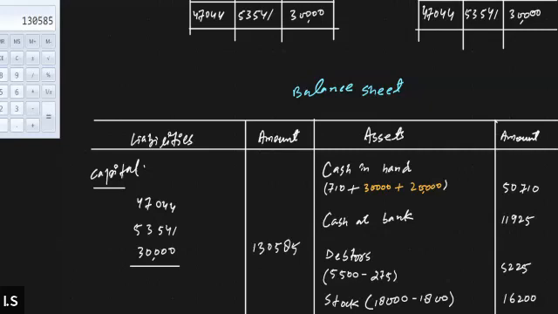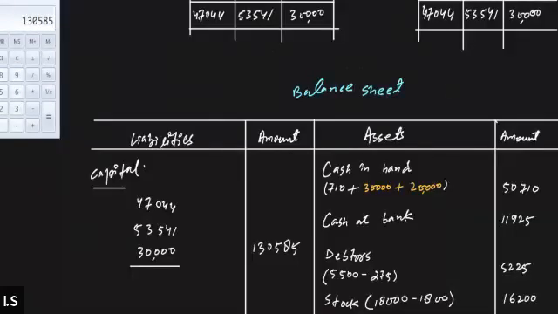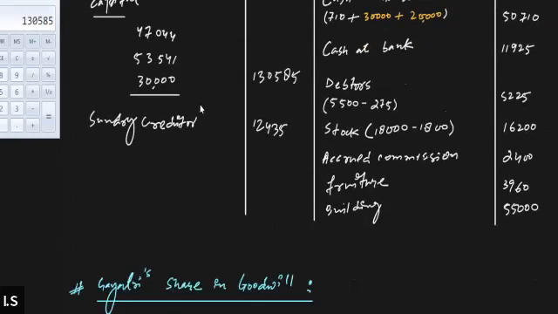Done. And there is an outstanding rent as well, na? Sundry creditor is also there, so 12,435 for sundry creditors. Sundry creditor is 12,435, and there is an outstanding rent as well. Outstanding rent was 4,800.